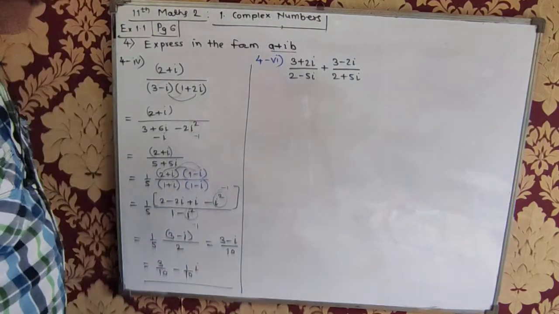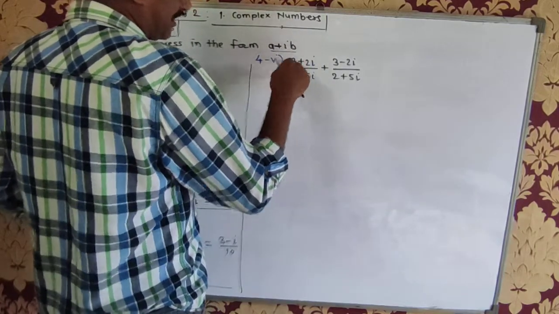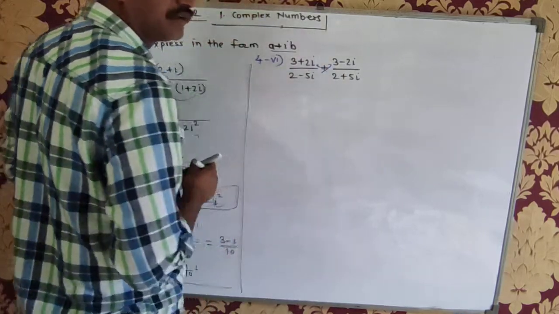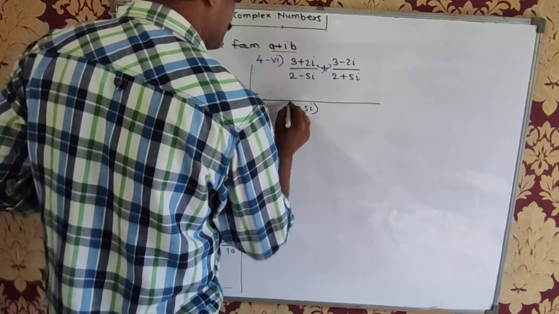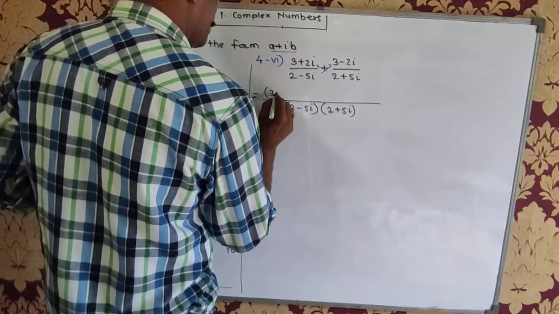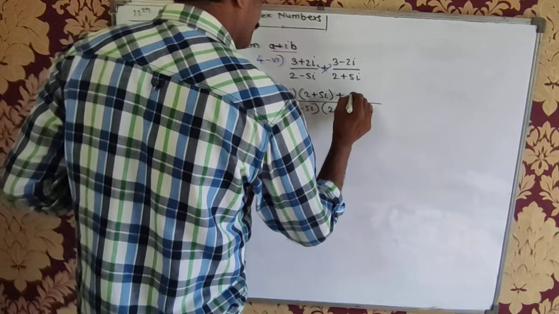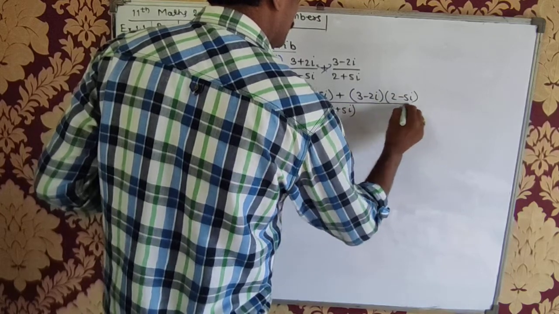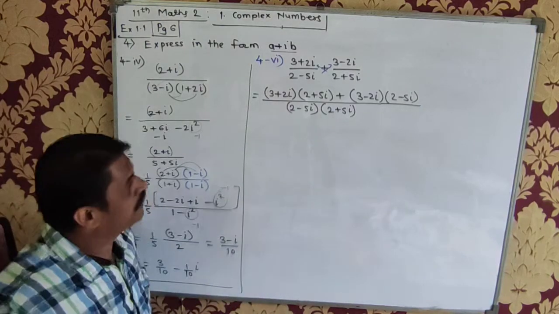Well, how do we go for that? Now instead of rationalizing individually, I'll take the LCM here. What do you get there? Tell me. The denominator is 2 minus 5i into 2 plus 5i. In the numerator, this is 3 plus 2i into 2 plus 5i plus 3 minus 2i into 2 minus 5i. Is this okay? Tell me now the next step. What are you getting?